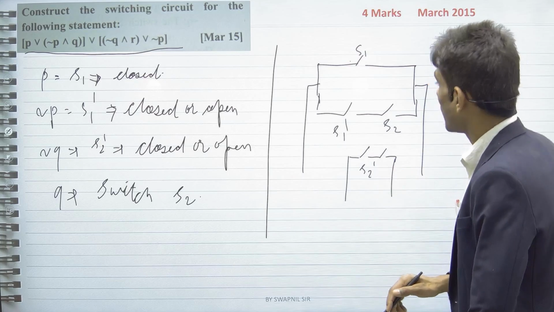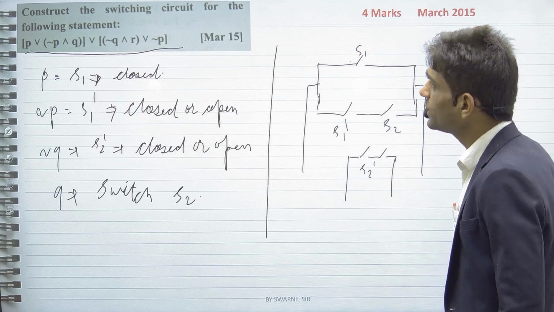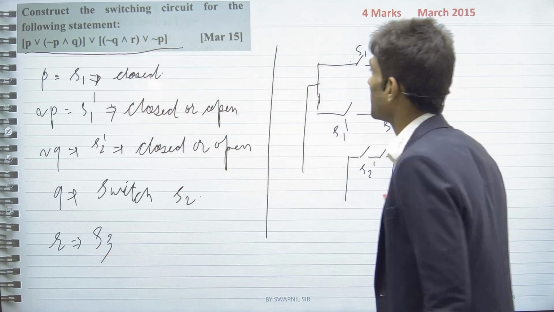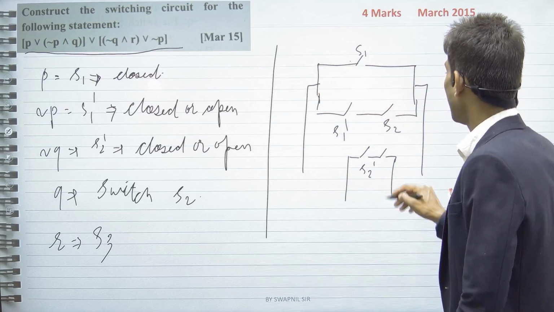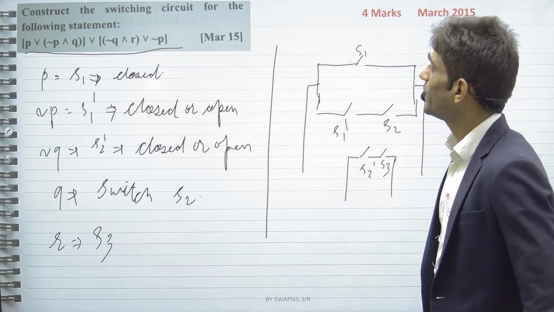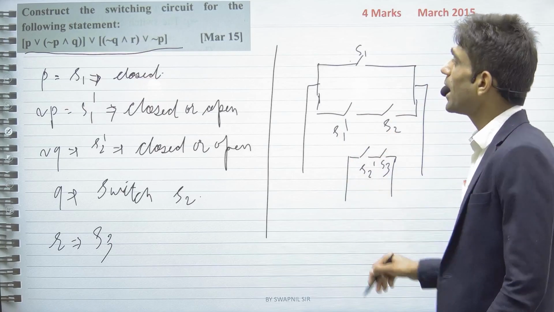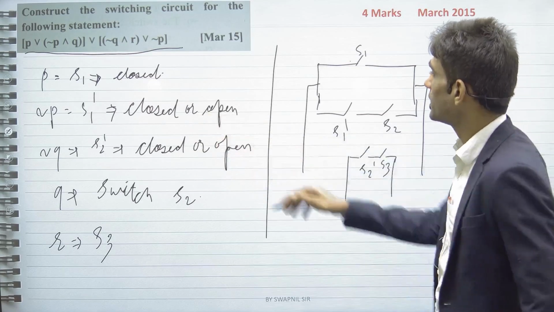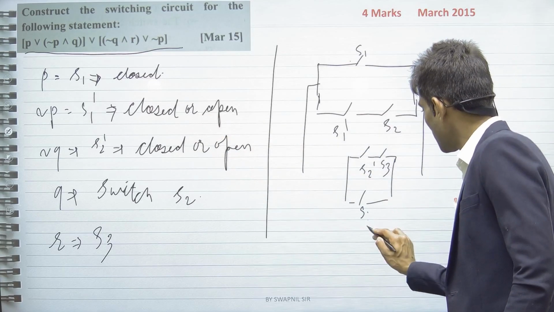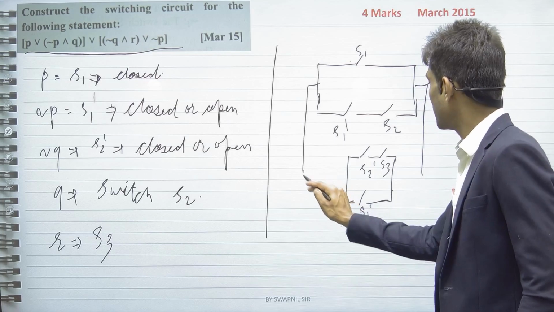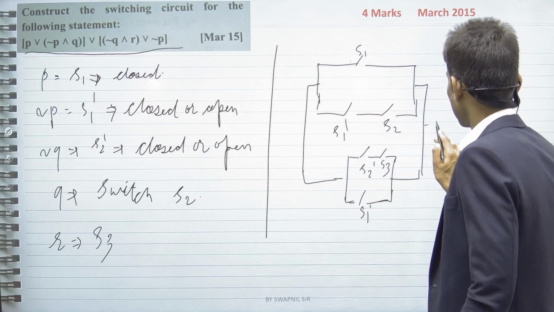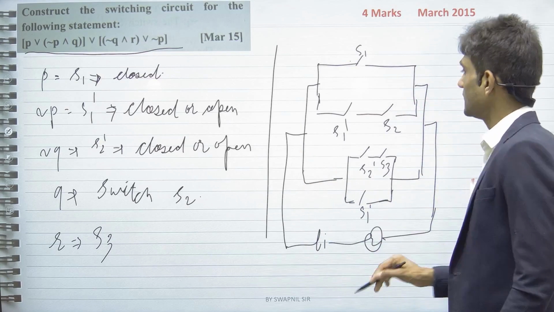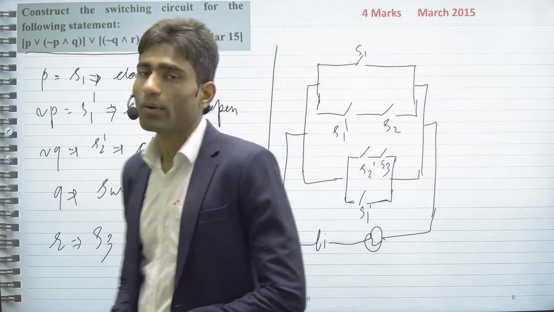Okay, PQR. Q represents S2, we have three statements. R we have to represent here as S3. Okay, switch S3. So negation of Q and S2 and S3. S2 and S3 having AND sign, and between them we have OR for negation of P. Negation of P is represented as the S1 dash. Okay, this one is S1 dash. This circuit is completed here, and the complete circuit has our lamp. Okay, this is the complete circuit from our logical statement.